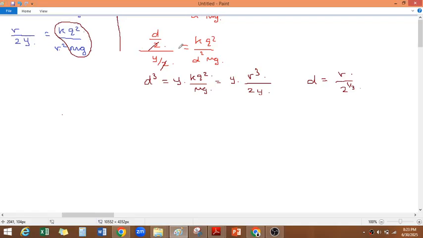What is the problem here? I am taking this d over here, so it becomes d cube, and this y is coming over here, so that means d cube equals y kq squared by mg. Any doubts here?